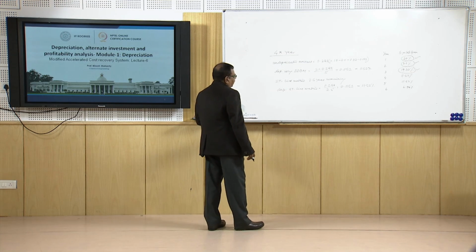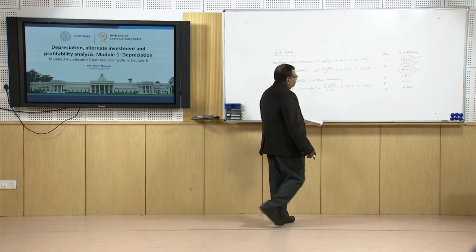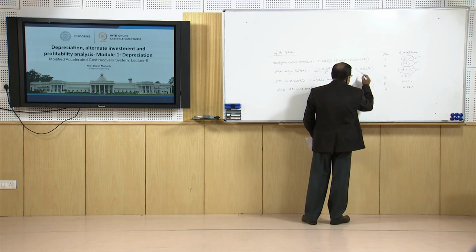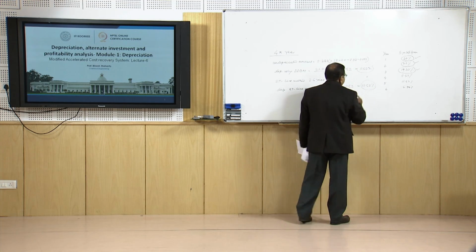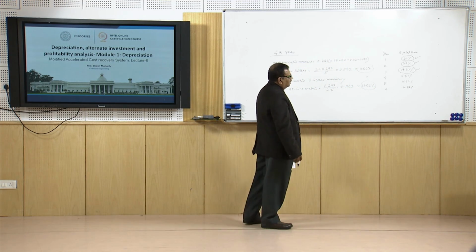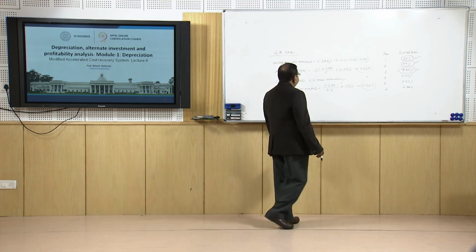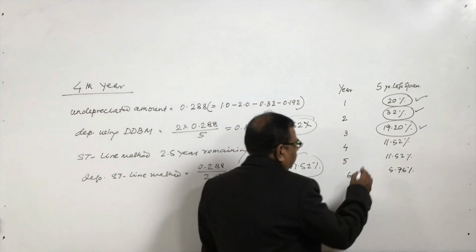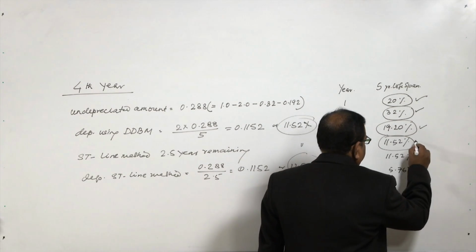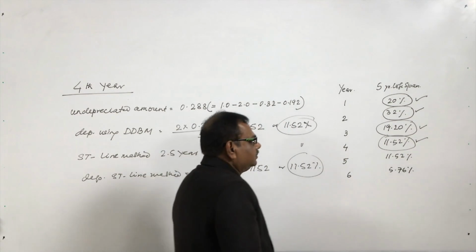So, here both are equal, 11.52% and 11.52%. So, either of them can be taken. So, let us take the DDBM. So, this is correct.